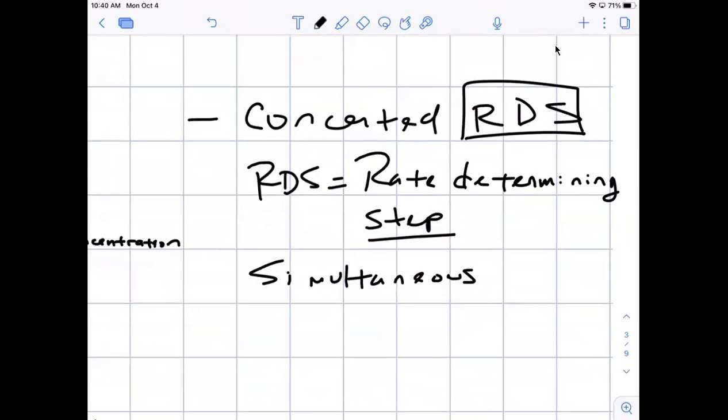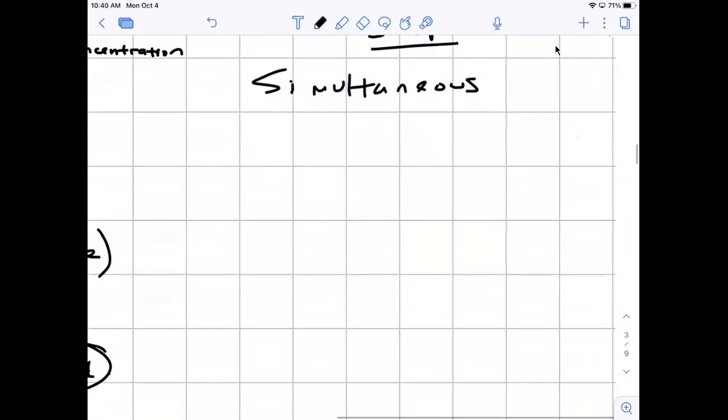What that means in terms of how it happens is as your nucleophile is attacking your substrate, and I'm just going to use a generic substrate. Let's just use this.